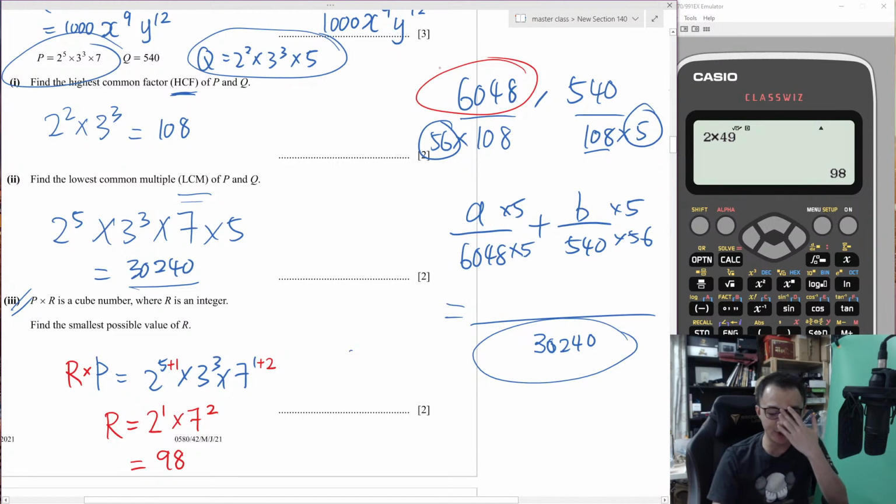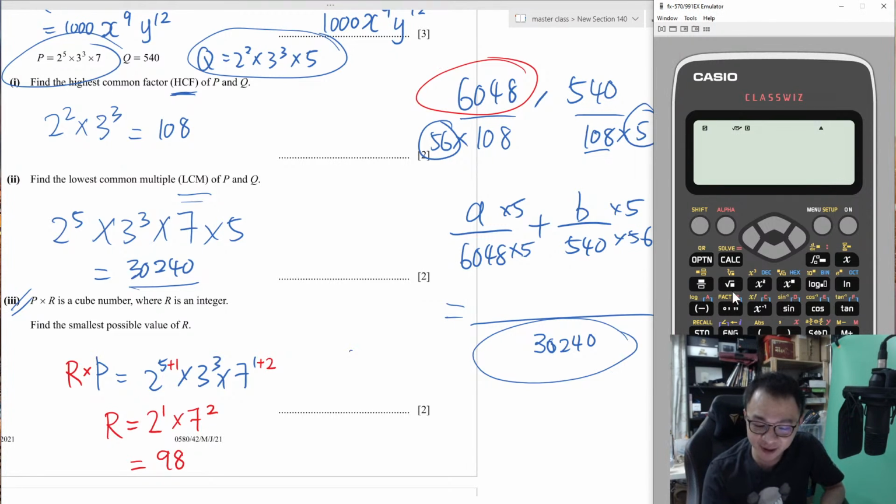Okay, how can I show this to you? First, let me just try to cube root 6048. If this one is a cube number, when I type enter, I will get a whole number. So I type enter, you realize I didn't get the whole number. Basically this is not a cube number. Like 27 is a cube number, right? If I cube root 27, you realize I will get a whole number 3. So therefore, the 6048, if I multiply 98, it will become a cube number.